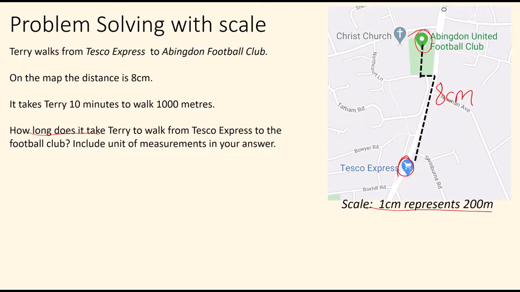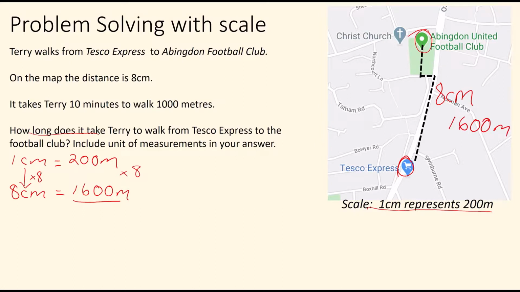Before we can even look at how long it takes him, we need to know how far it is first. So we're going to do that part, just like we have done in the previous question. So our scale is 1 centimetre equals 200 metres. And on the map, the distance is actually 8 centimetres. So to go from 1 to 8, we're going to times by 8. And we do the same on the other side. So 2 times 8 is 16. Add those 2 zeros. So the distance in real life is actually 1,600 metres.